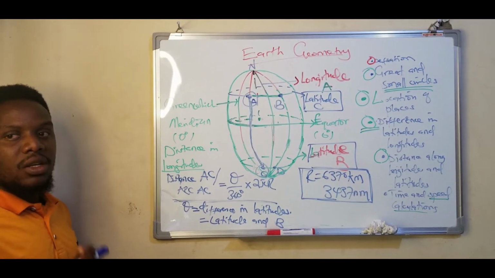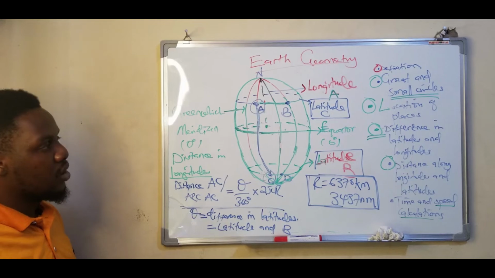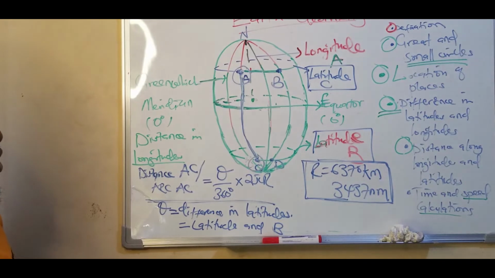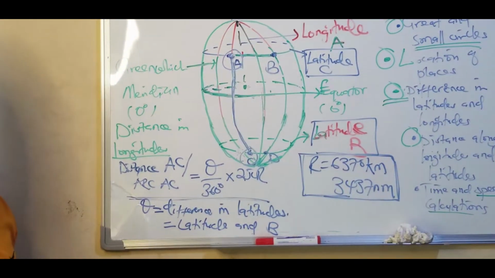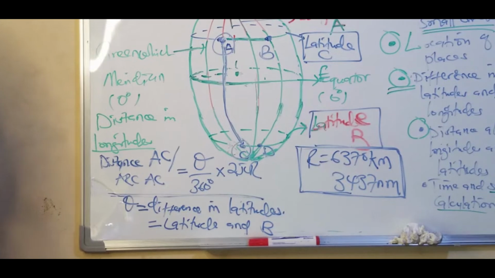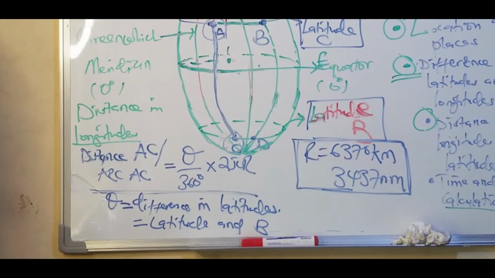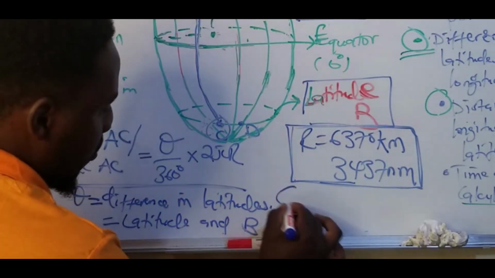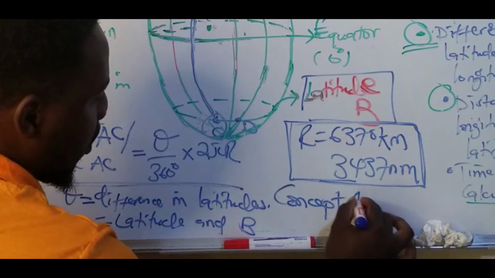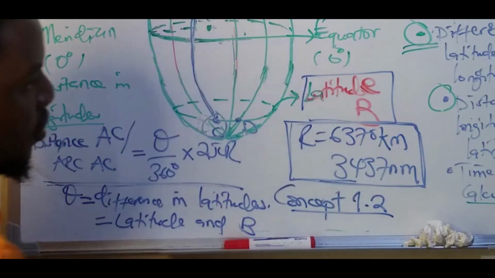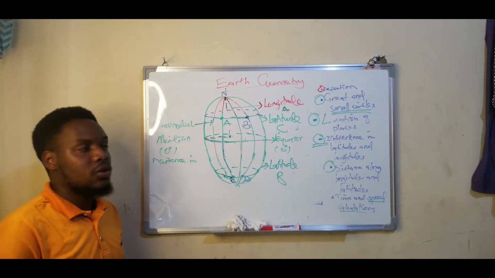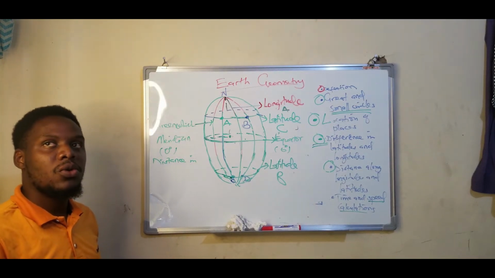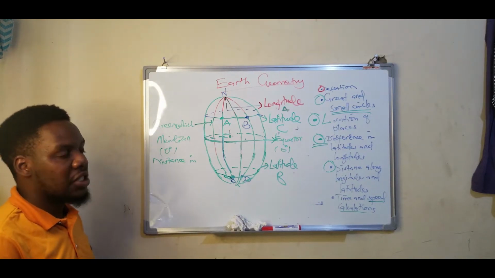And you keep in mind the rules or the concepts that we have talked about on the difference in latitudes and longitudes. We said you add those latitudes that lie on different sides of the equator, and you subtract those latitudes that lie on the same side of the equator. So this is actually concept 1.2, since the previous one was 1.1. So that concludes how you calculate the distance in longitudes. We'll explain more when we start looking at particular questions.